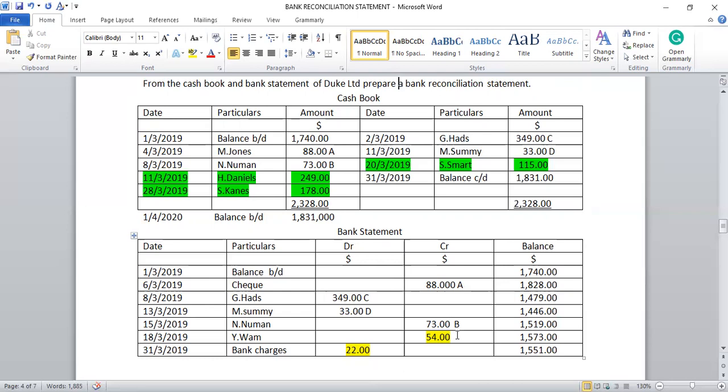Now, when we print in the cash, we also see 54 CDs that the bank has increased our amount by, but we are not aware of it. So it's sold into the cash book. So we also noted that.